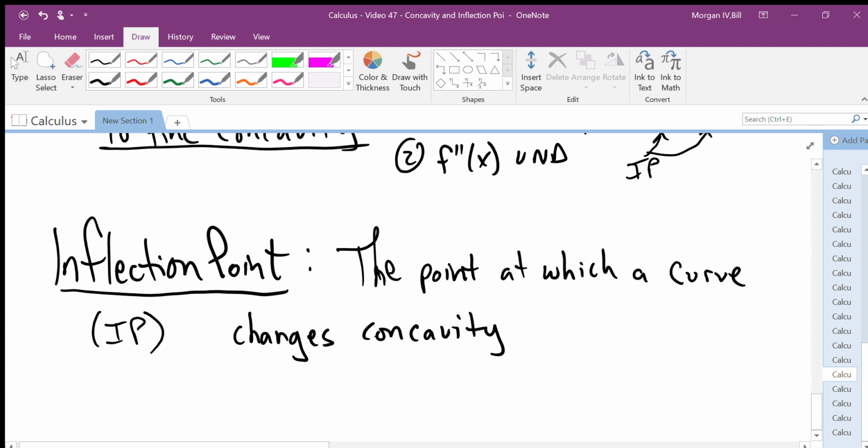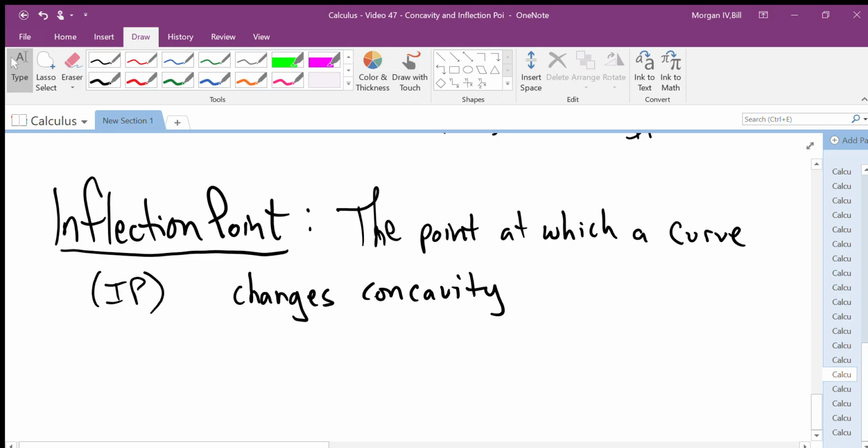All right, in the next video we will continue with the previous example that we had, the x squared times the square root of x plus 1, looking for inflection points and intervals of concave up and concave down.